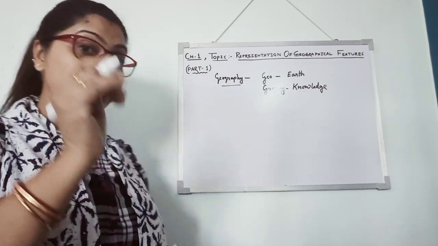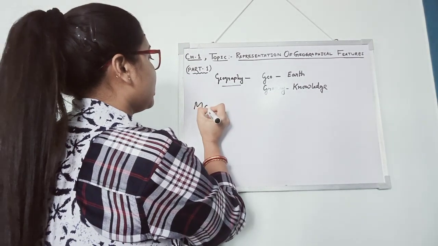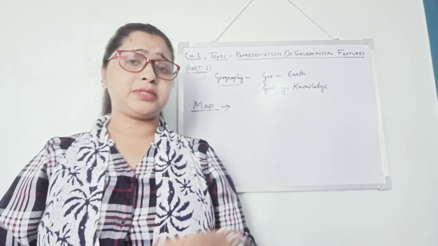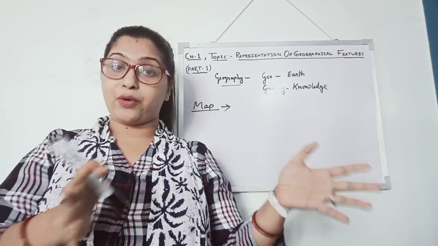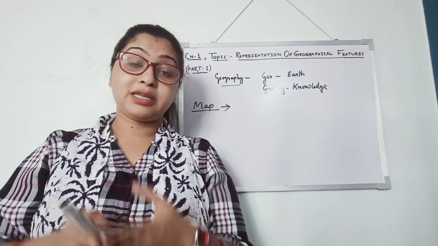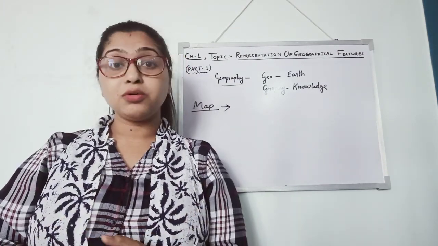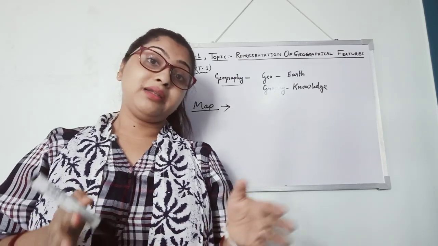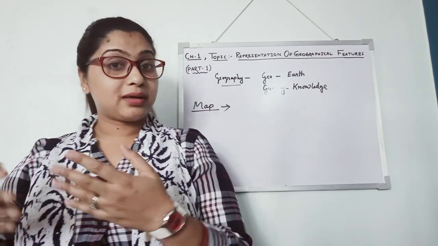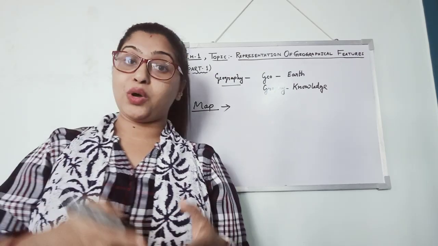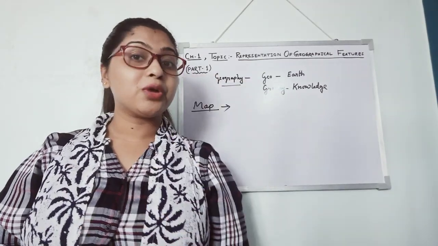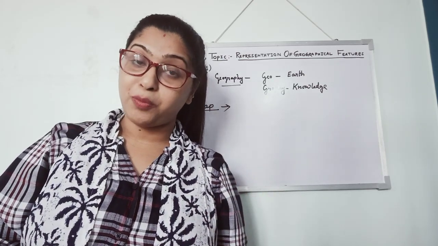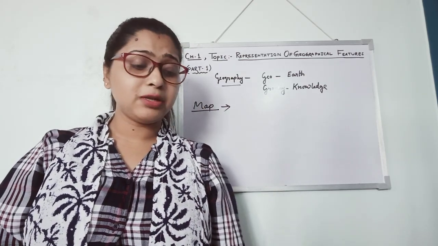So here is a new term, that is map. You all know maps can be of different types. It can be a physical map according to the natural features. It can be political, meaning division of boundaries of states and their cities. And there can also be different thematic maps, like soil maps according to the distribution of different types of soils, or population distribution maps.